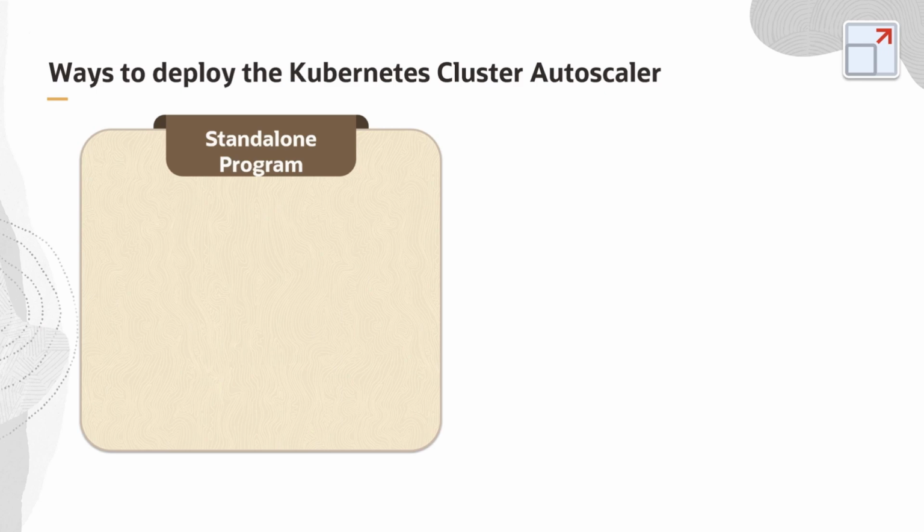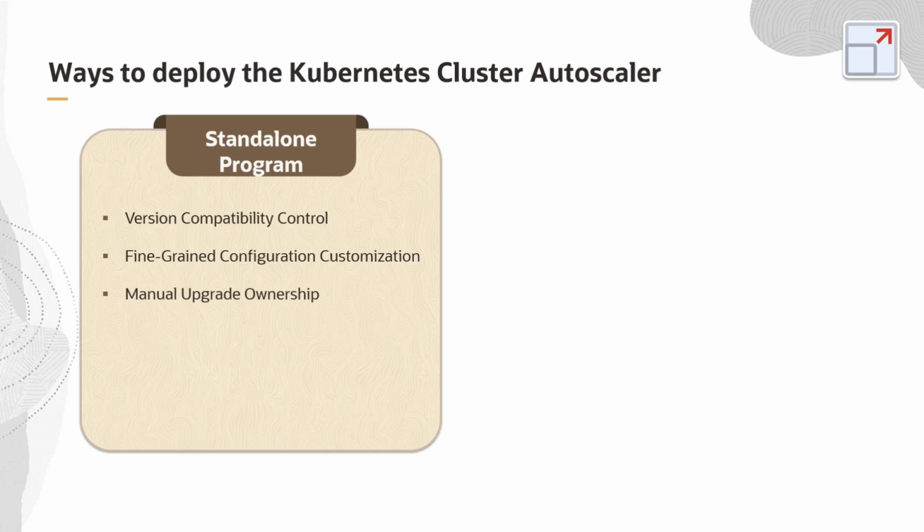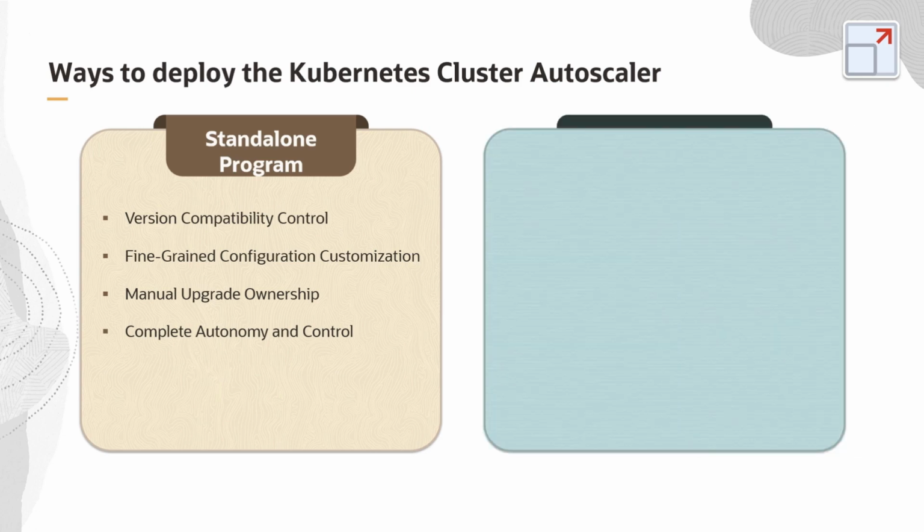You must opt for the Kubernetes cluster autoscaler as a standalone program for full version compatibility. This allows seamless integration with your Kubernetes cluster. It allows you to customize configurations to meet specific needs, maintain manual control over upgrades, and enjoy complete autonomy for a tailored Kubernetes environment. On the other hand, you can opt for the cluster add-on option.